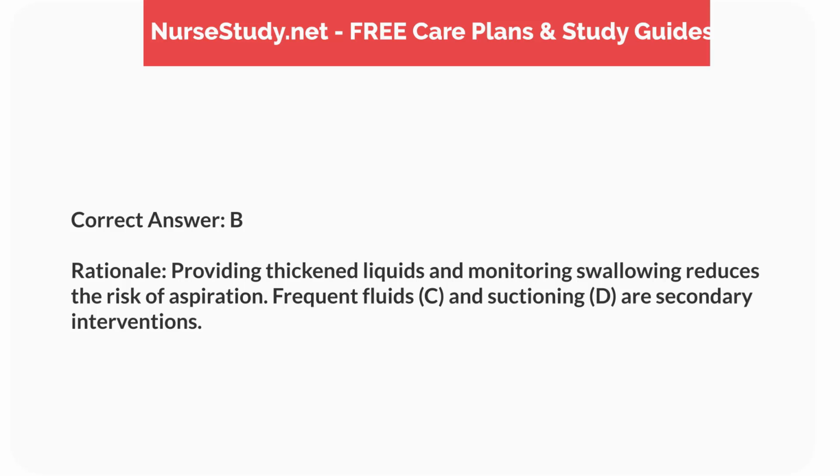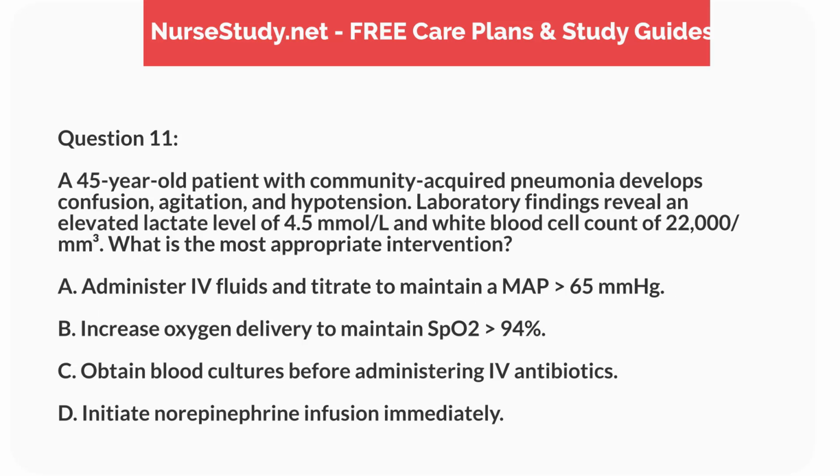Correct answer, B. Rationale: providing thickened liquids and monitoring swallowing reduces the risk of aspiration. Frequent fluids, C, and suctioning, D, are secondary interventions. Question 11. A 45-year-old patient with community-acquired pneumonia develops confusion, agitation, and hypotension. Laboratory findings reveal an elevated lactate level of 4.5 millimoles per liter and white blood cell count of 22,000. What is the most appropriate intervention?